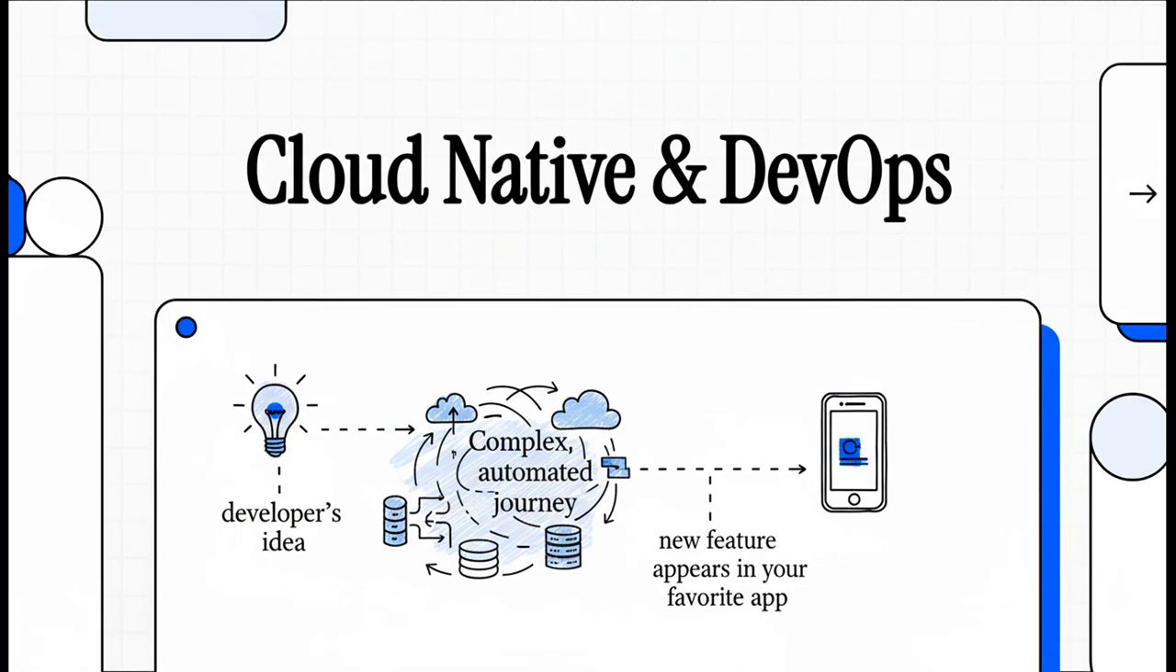You ever wonder what actually happens when a new feature just appears in your favorite app? It's not magic, that's for sure. It is a super complex, automated journey through this whole world of cloud-native architecture. So today, we're going to demystify all of it. We're going to follow one single new feature from just an idea on a developer's laptop all the way to your screen. And where does this journey begin?